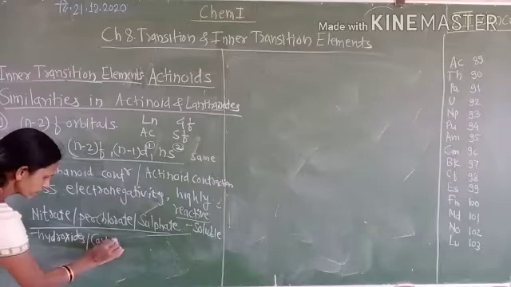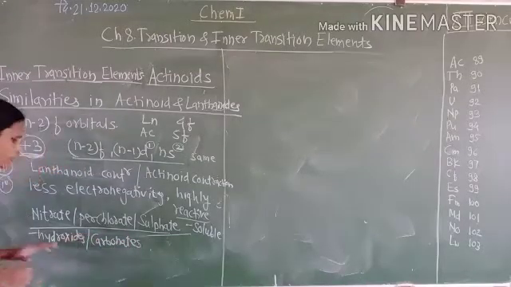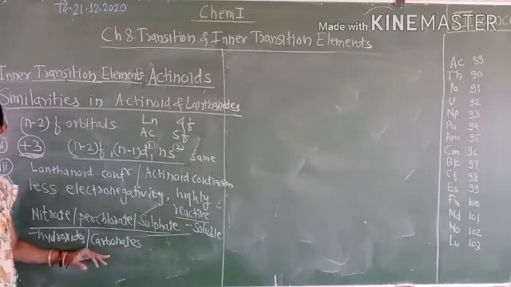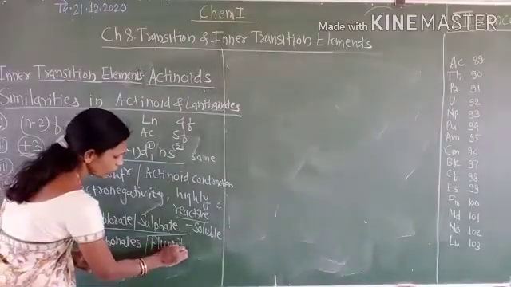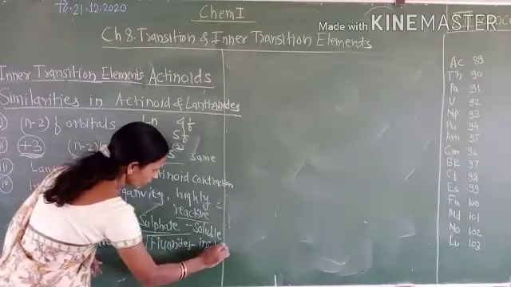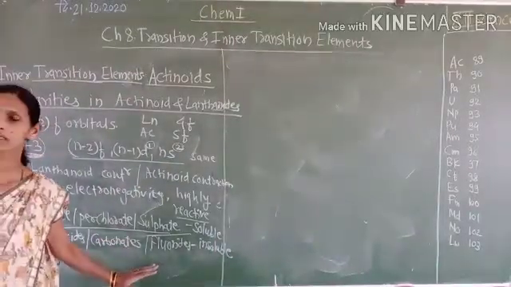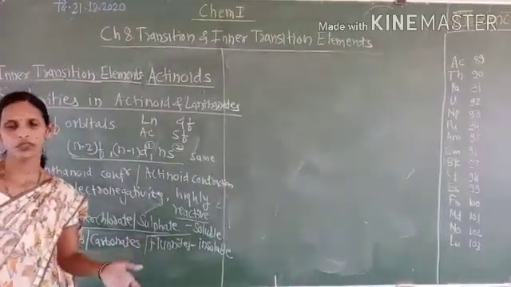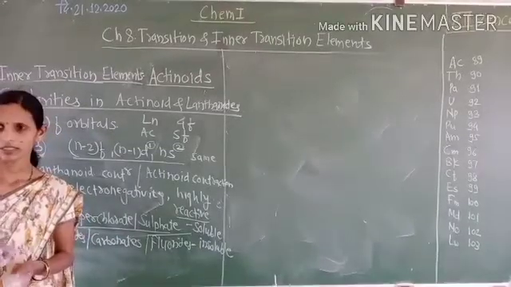carbonates, as well as their fluorides are insoluble in water. Those are the similarities found in both lanthanoid and actinoid elements.